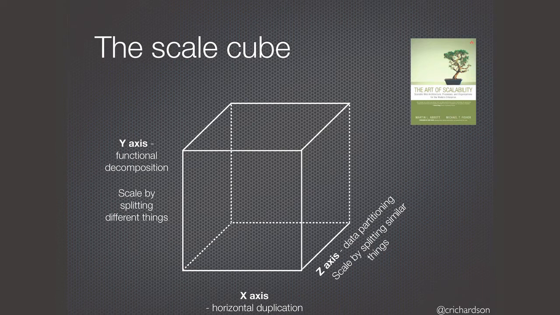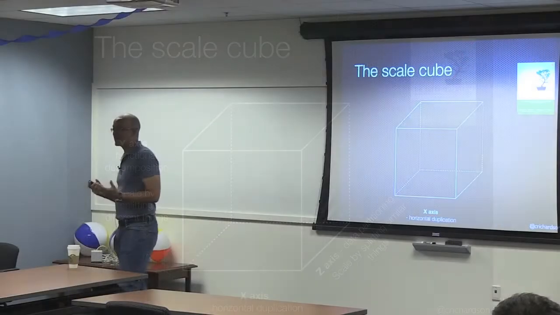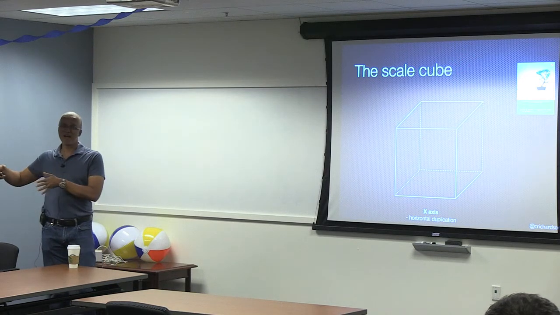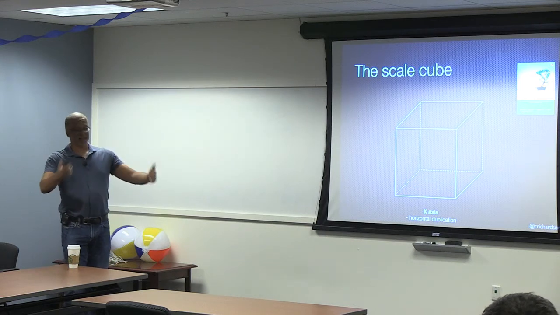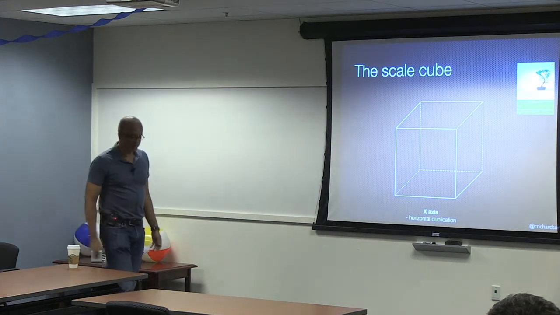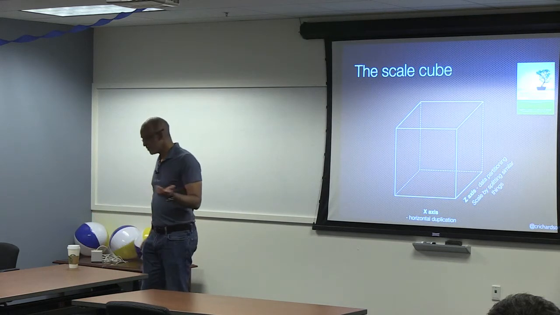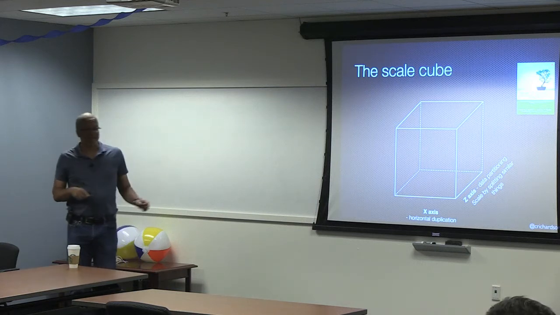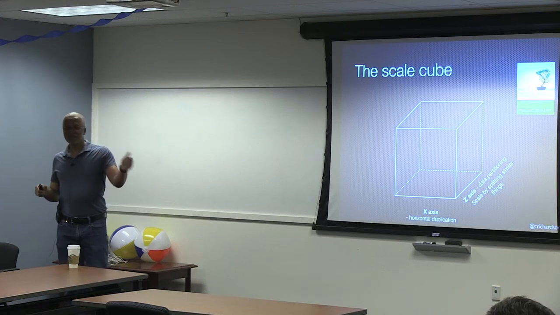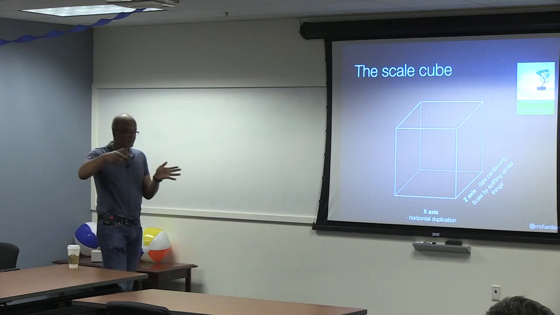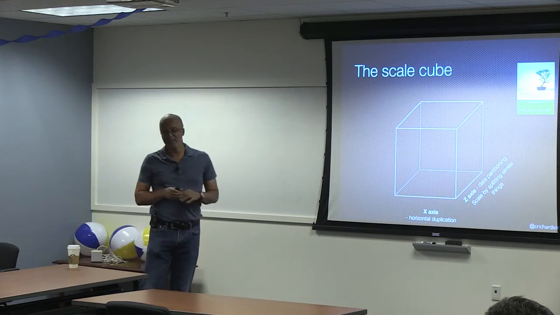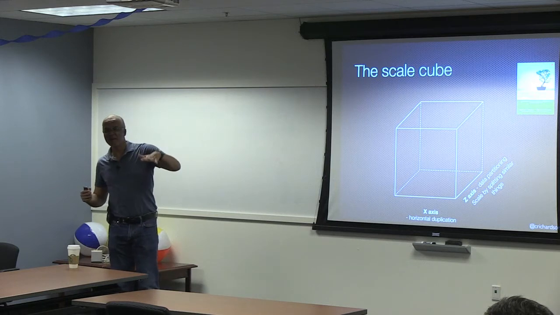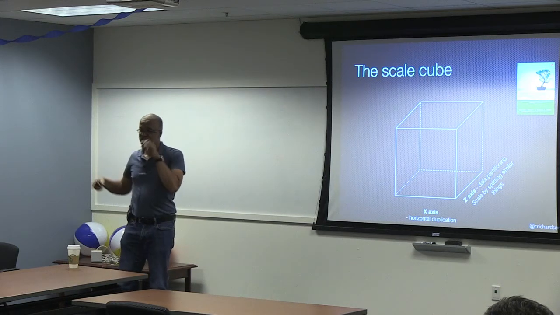Along the x-axis, along the bottom, you have x-axis scaling, or horizontal duplication. That's simply where you run multiple copies of your app behind a load balancer. That's the standard way that we scale our applications today. And then along the z-axis, they have data partitioning, or sharding. The idea there is that you use some attribute, such as the primary key of a row, to determine which one of several servers that row should reside on, or use some attribute of an incoming request to route it to the appropriate server.